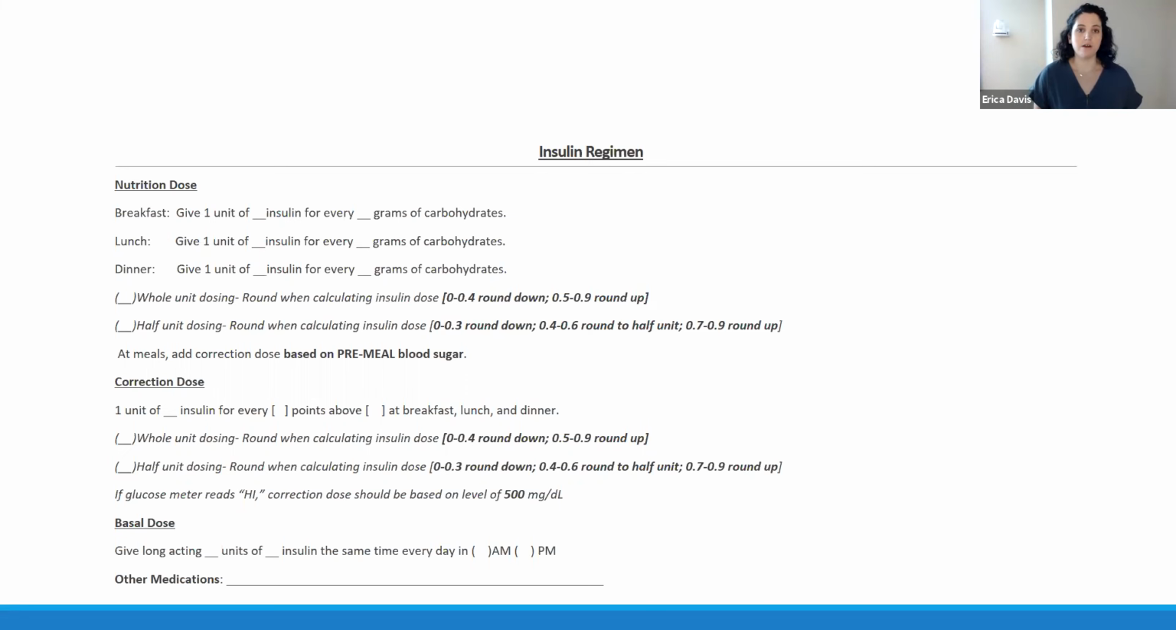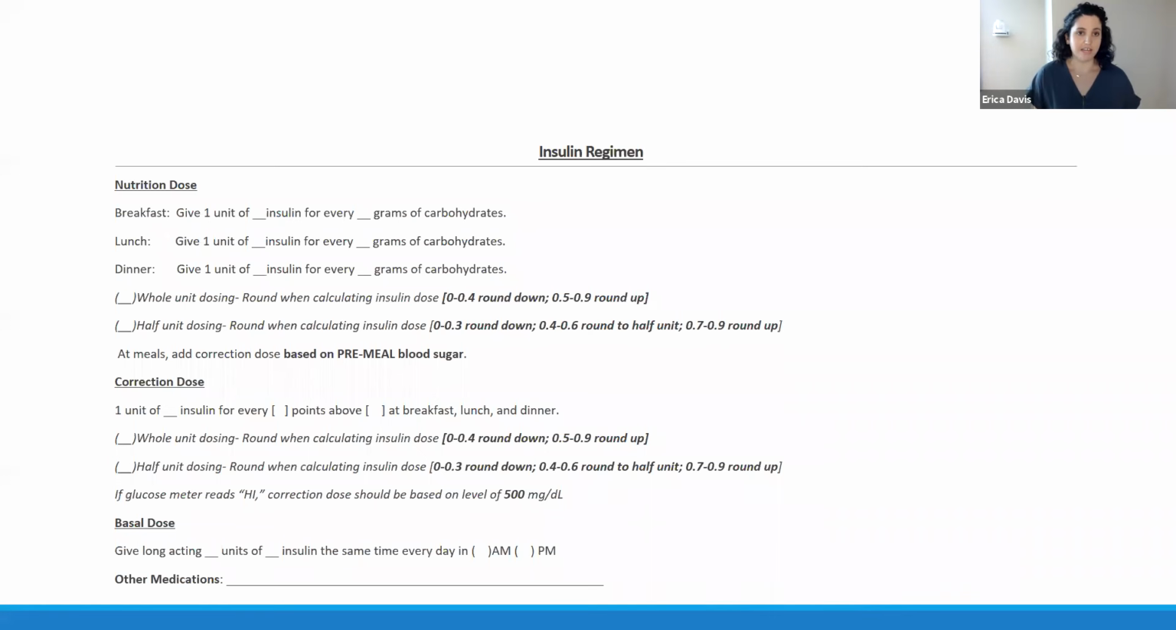At meals, we are going to also add a correction dose based on that pre-meal blood sugar. So they're going to give you a target. Generally, we see 120 or 150. So if that blood sugar is above target before eating, we know that we're going to need to calculate that correction dose. You're going to see generally the same correction dose throughout the whole day. So 1 unit of some form of rapid-acting insulin for every certain amount of points above that target.